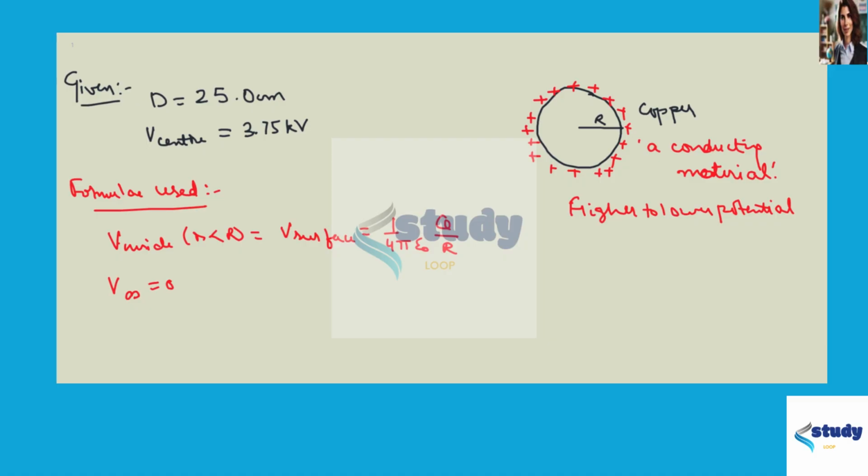So we are given that V center is 3.75 kilovolt, which equals 3.75 times 10 raised to power 3 volts. So this is the potential at the center, and the diameter we are given is 25 centimeter, and if we write in SI units, this becomes 0.25 meter.